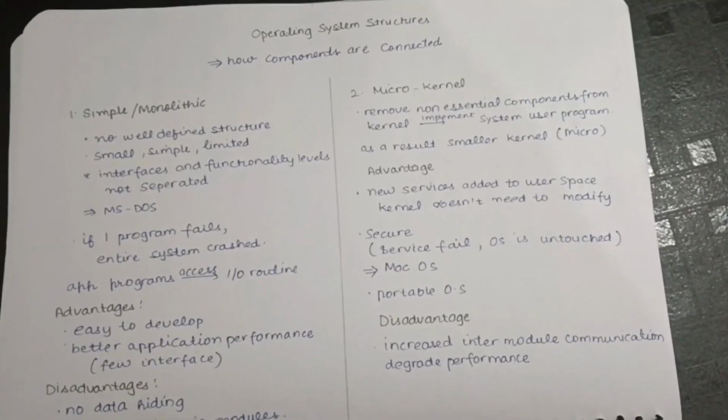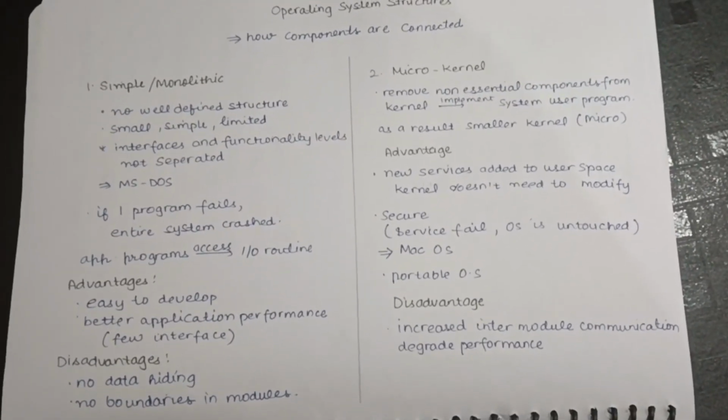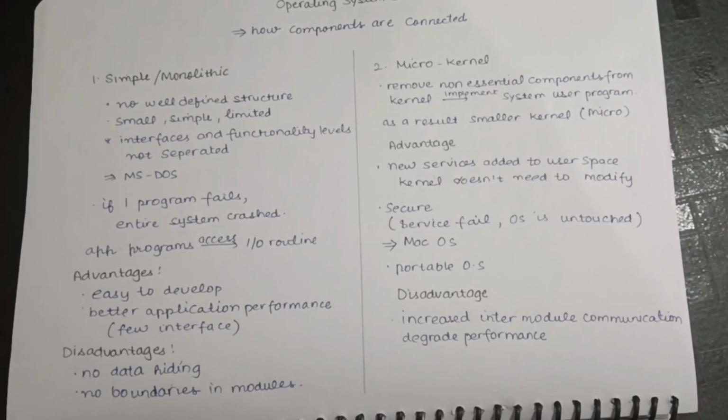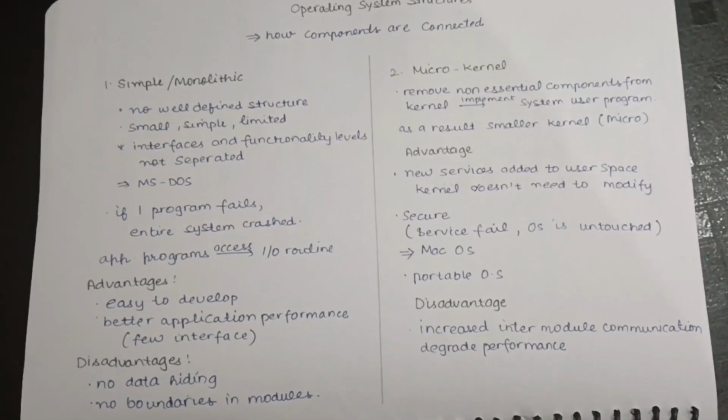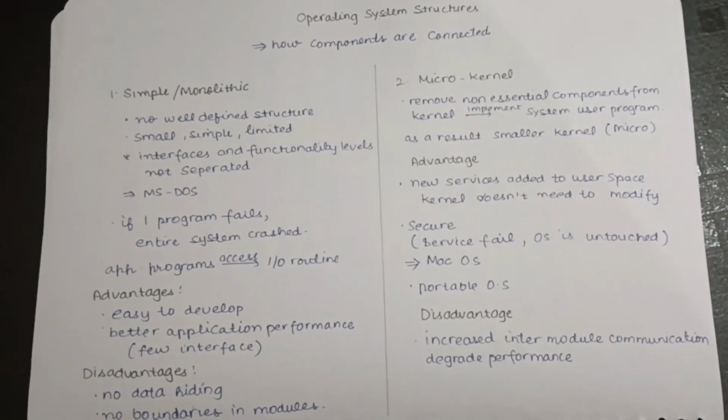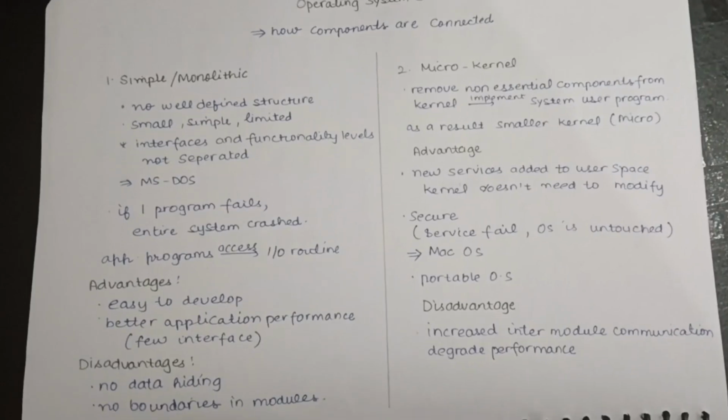Let's start with the operating system structures in this video. In this we are going to discuss different structures of the operating system, which is concerned with how the components are connected to each other. The number one is the simple and monolithic structure.